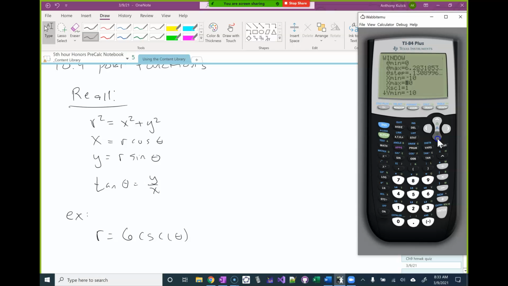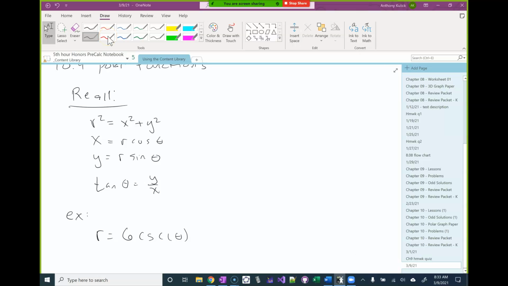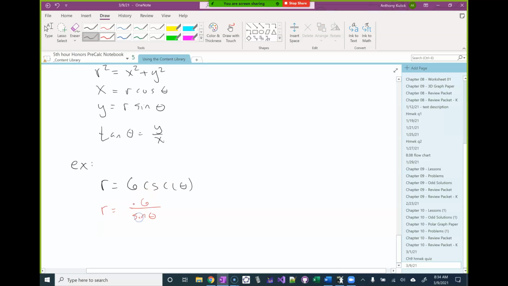That's pretty boring. Why the heck is that just giving me a horizontal line? Well, let's investigate. This just looks like the horizontal line y equals 6 to me. So as I noted earlier, cosecant is 1 over sine, so I can rewrite that as 6 over sine theta. If I then multiply by sine theta, I get that r times sine theta is equal to 6. And if I look at my list here, I know that y is equal to r times sine theta.